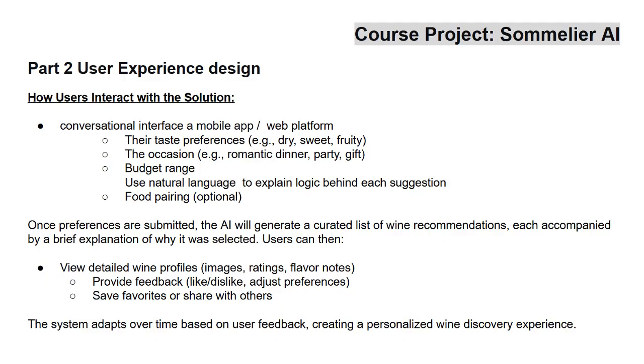Once the input is submitted, the AI will give them a list of wine recommendations, and also explain why each one was selected. The user can view some details, provide feedback, and save some favorites. The system adapts over time based on the user feedback, creating a personalized wine discovery experience.